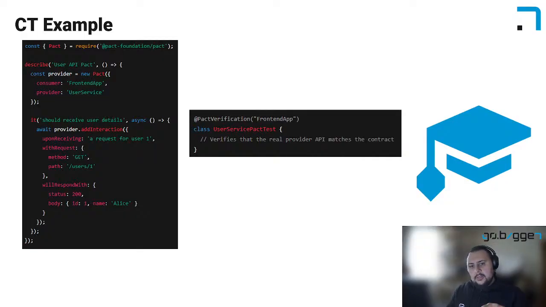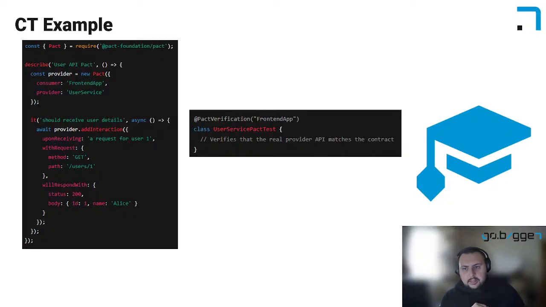And if you see that little annotation up top, @PactVerification frontend-app, that's where we tell it that it's connected to the consumer front-end app. That's why we stated it inside the pact. The name of the class is called UserServicePactTest because we stated the provider is going to be the user service. That's just describing the pact and the provider, we call it here in the code.